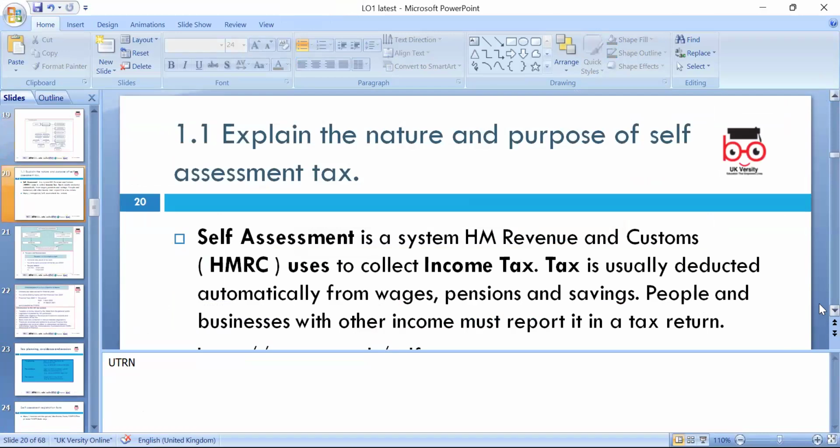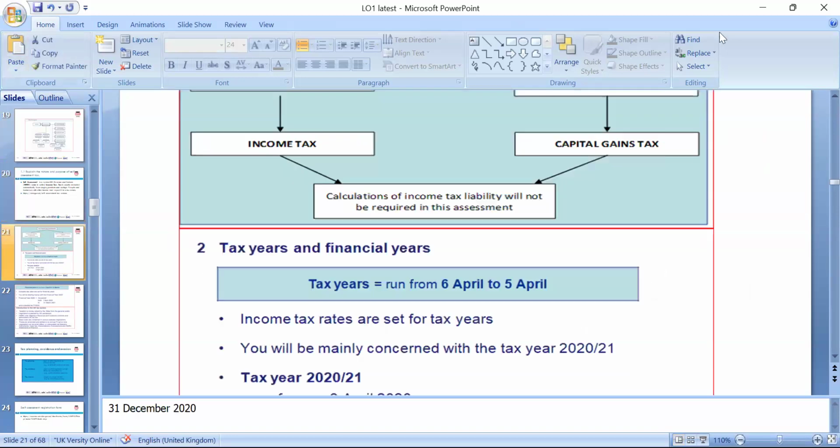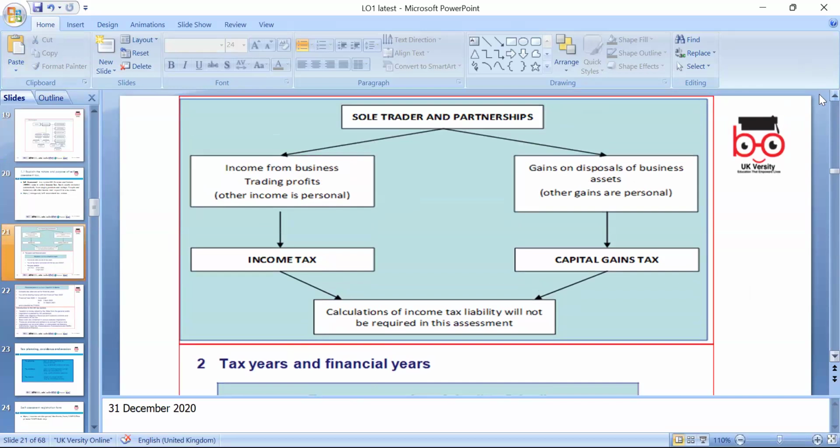Explain the nature and the purpose of the self-assessment. Self-assessment is how revenue and customs collect income tax, which is usually deducted automatically from the wages as you earn. But self-employed people, the businesses or others, have to report their income accordingly to HMRC, as I showed you the link as well. So sole traders and partnership income from the business trading profit or other incomes, we can do income tax. And the gain on the disposal of an asset, we do the capital gains taxes.